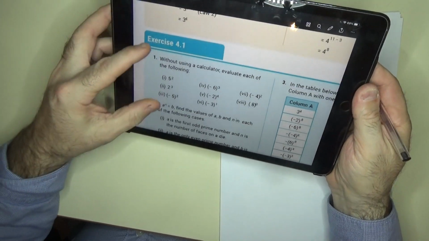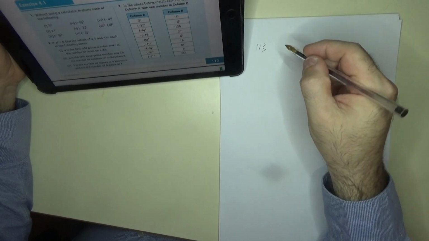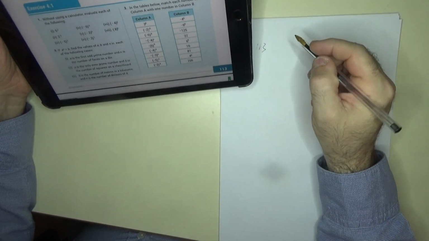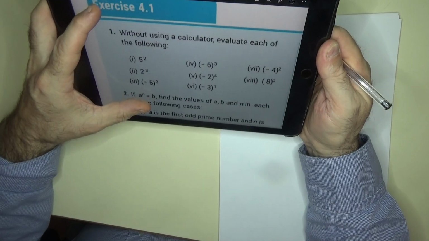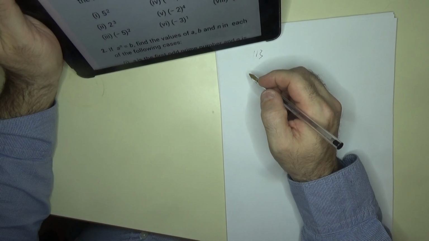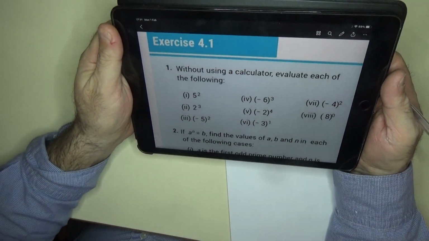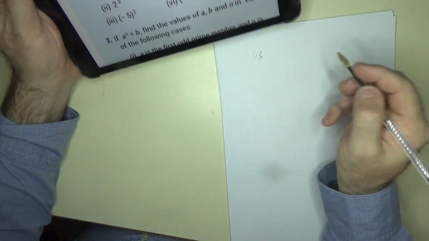Okay, welcome back. We're on page 113 of the indices chapter in Active Maths 3. So just get straight into exercises 4.1. The first question here is to write the following without using a calculator to calculate these values.